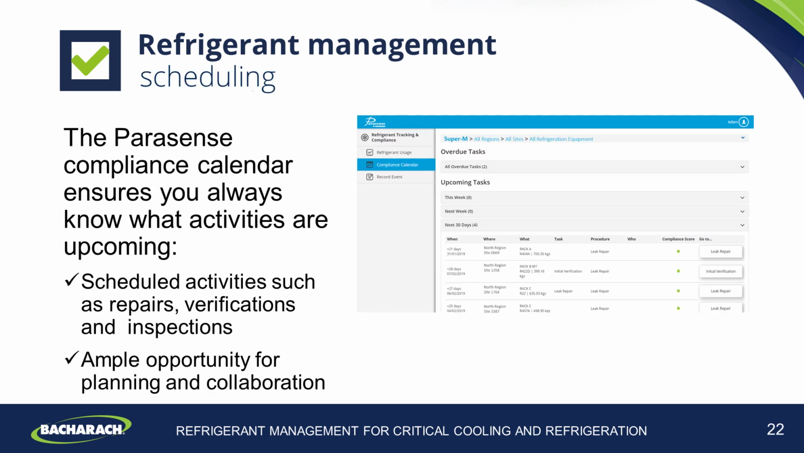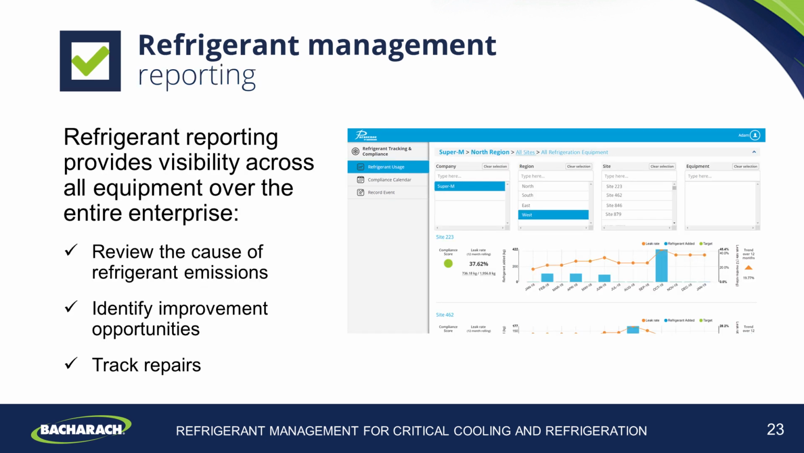And all the required actions, such as repairs, inspections and tasks for retiring or retrofitting, are scheduled in the compliance calendar. So this allows you to plan and coordinate your internal and external teams and partners. The refrigerant reporting provides full visualization of your refrigerant consumption across all appliances, all sites across your enterprise, so you can identify your best practices and opportunities for improvement. And then also, compliance reporting is available on demand in one click, including EPA, Green Chill, and CARB.